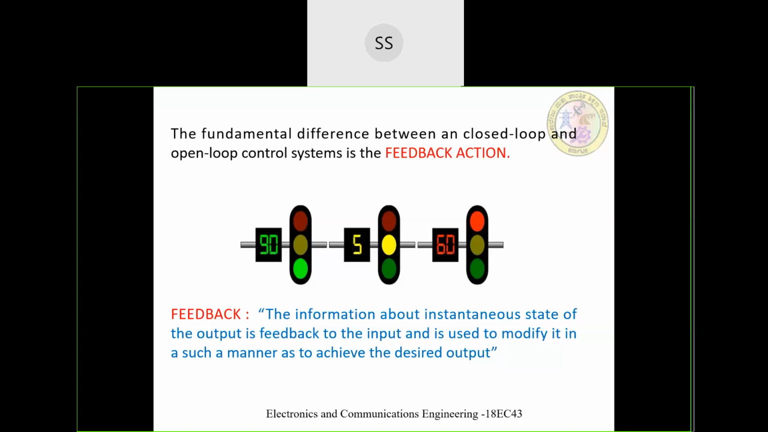Therefore there is no interaction between the rate at which the lights are changing and the amount of traffic that we have. Simply, whatever it is programmed to, the lights keep on changing according to that. Such an arrangement is called an open loop system.